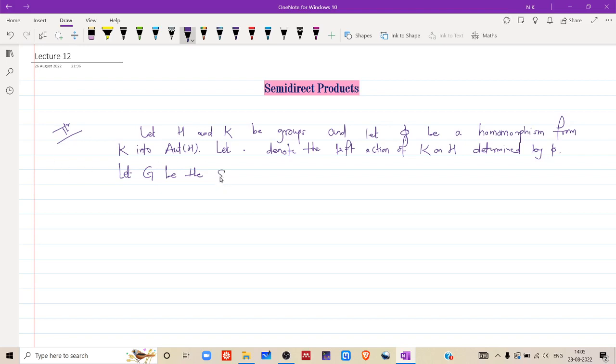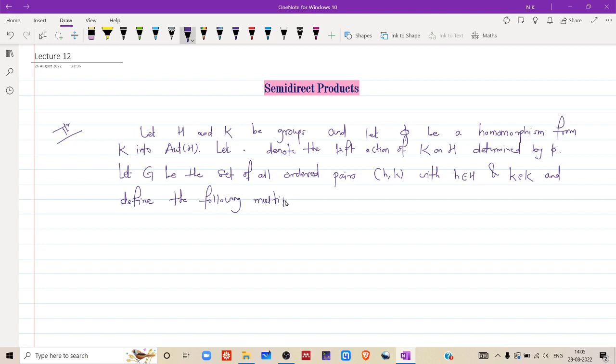Further, let G be the set of all ordered pairs (h, k) with h belonging to H and k belonging to K, and define the following multiplication in G.